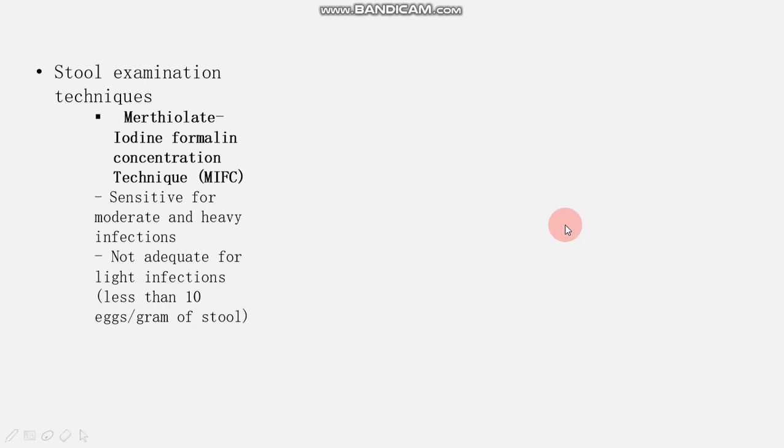Stool examination techniques include the merthiolate iodine formalin concentration technique, or the MIFC. This is sensitive for moderate and heavy infection and not adequate for light infection with less than 10 eggs per gram of stool.